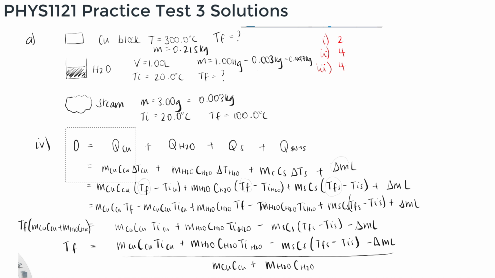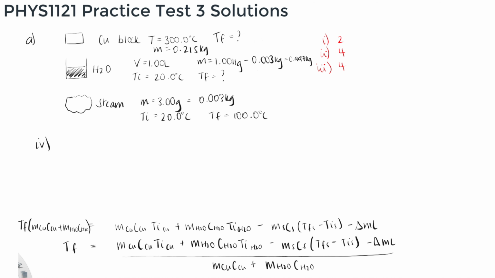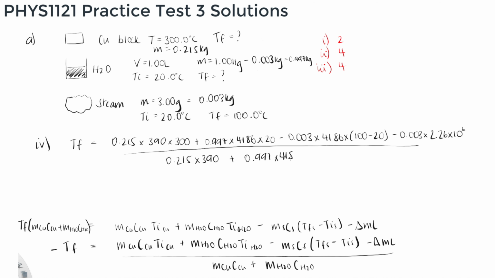Okay, so now we're at that point. I'll just erase everything above here to give us some space. And now what we can do is sub everything into this equation. And then when you do all of that, you get 23.69 degrees Celsius or 23.7 degrees Celsius to 3 significant figures.